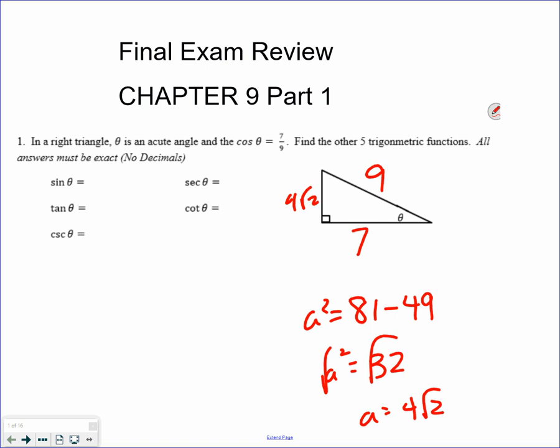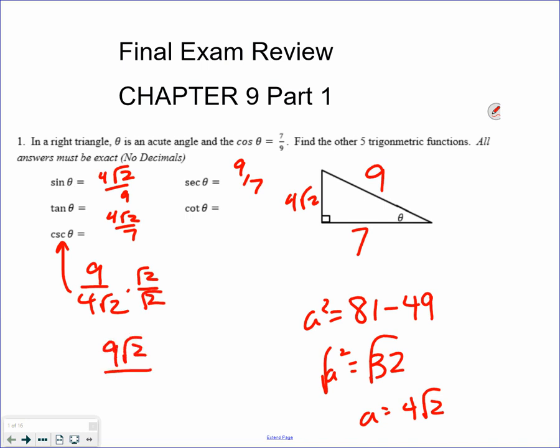So now, doing the rest of the trig functions, sine is opposite over hypotenuse, tangent opposite over adjacent. Secant is the reciprocal of cosine, so we got 9/7. Cosecant is the reciprocal of sine, which gets a little bit more challenging. So now we end up getting 9 over 4 square roots of 2. Multiply both top and bottom by the square root of 2. So I get 9 square roots of 2 over 8.